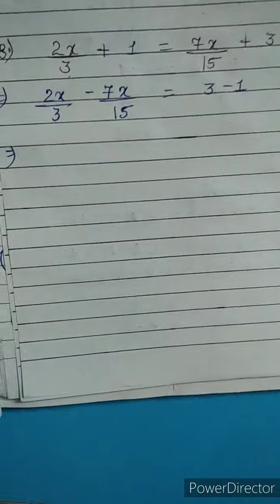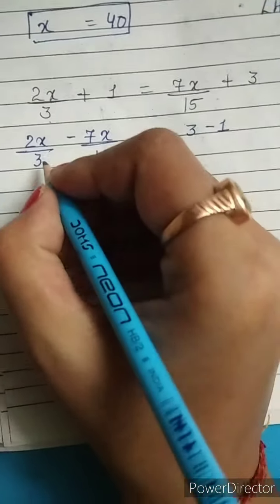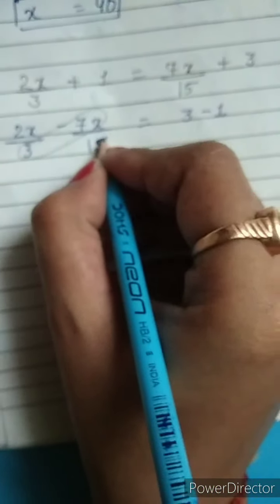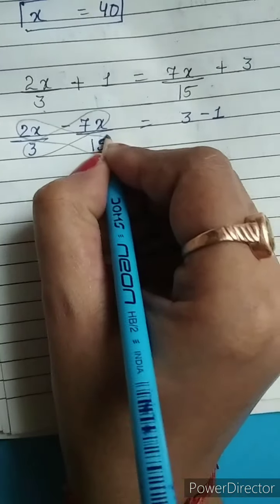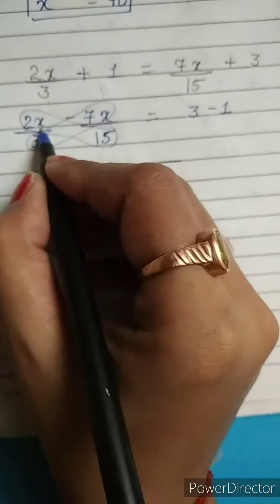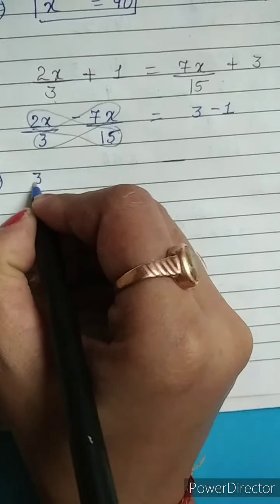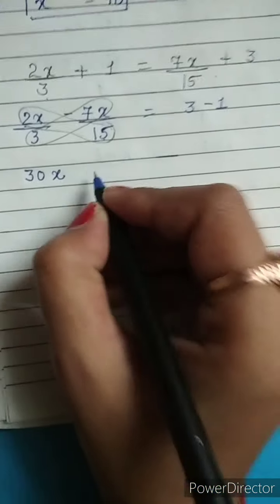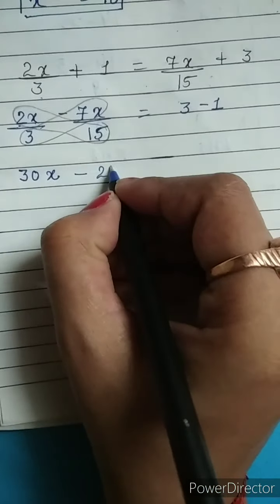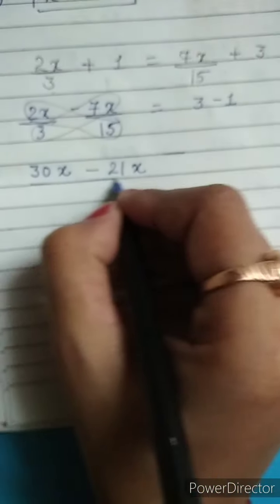Now you already know here we have to do the cross multiplication, so 3 and 7 together will multiply, and 5 and 2x will together multiply. Okay, so when we multiply 2x by 15, it will give us 30x minus 7 into 3, it will give us 21x.